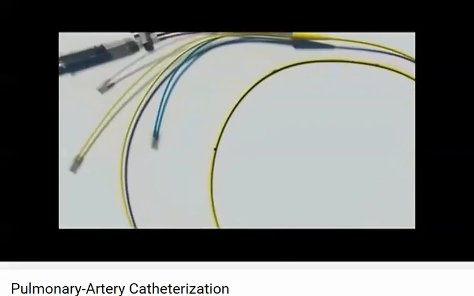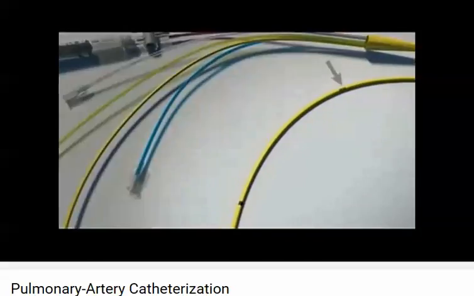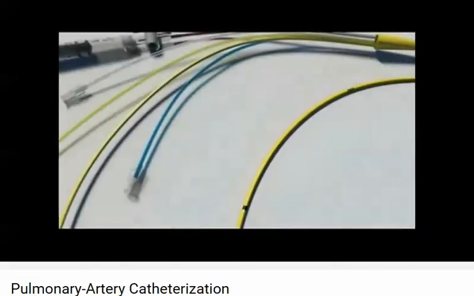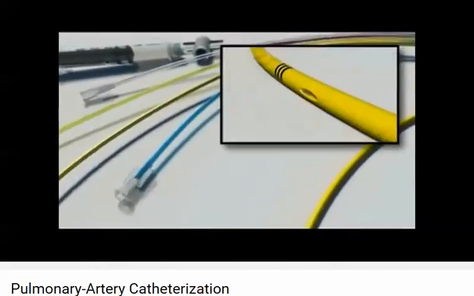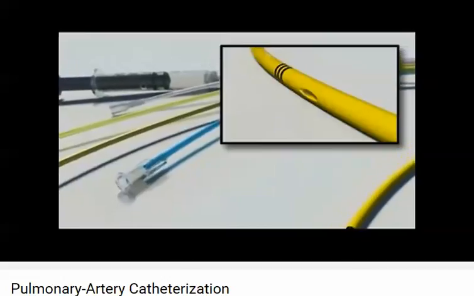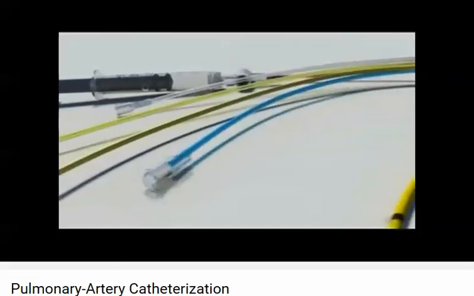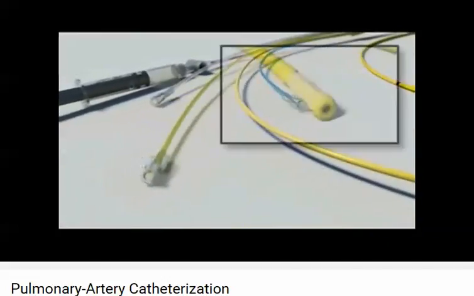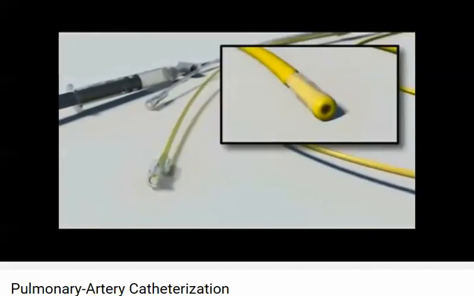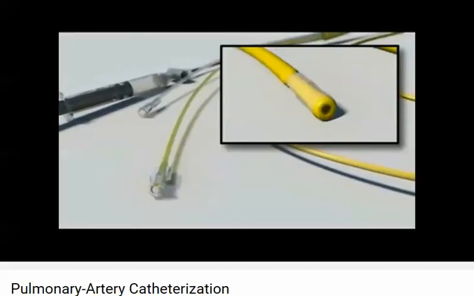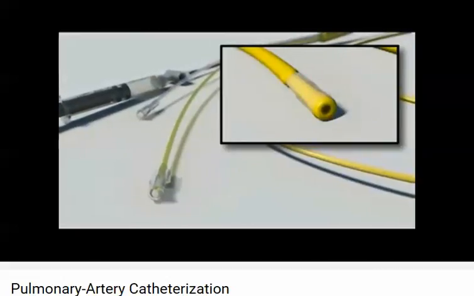The marks along the catheter indicate the distance from the tip. Thin marks indicate 10 centimeters, and thick marks indicate 50 centimeters. A proximal port, usually blue, connects to a lumen 30 centimeters from the catheter tip and is used to transduce right atrial pressures once the catheter is in its final position. A distal port, usually yellow, connects to the catheter tip and is used to transduce all pressures during catheter insertion or pulmonary artery pressures once the catheter is in its final position.